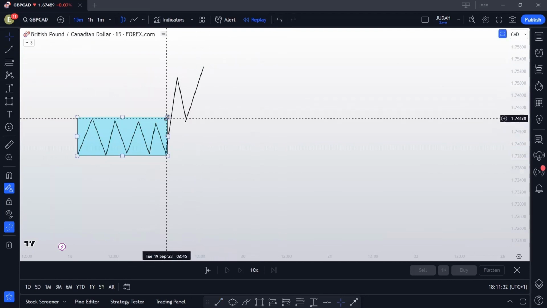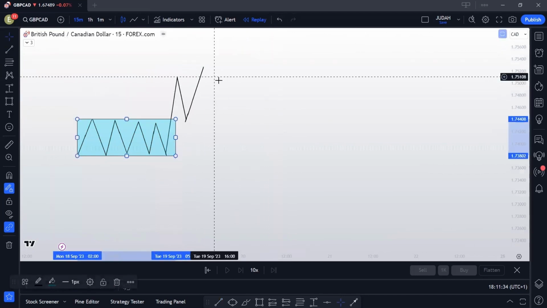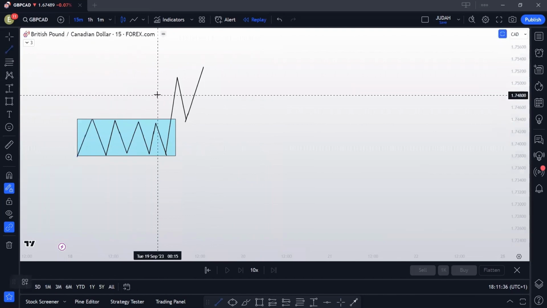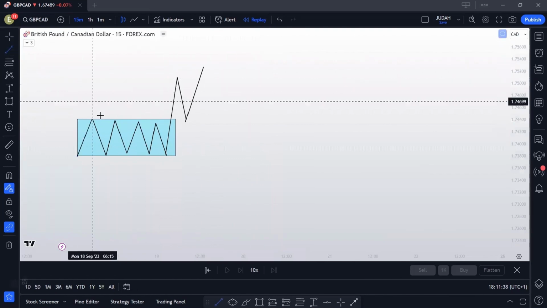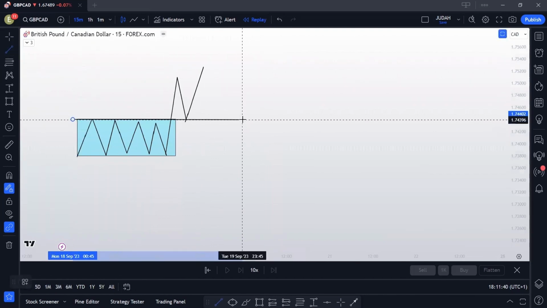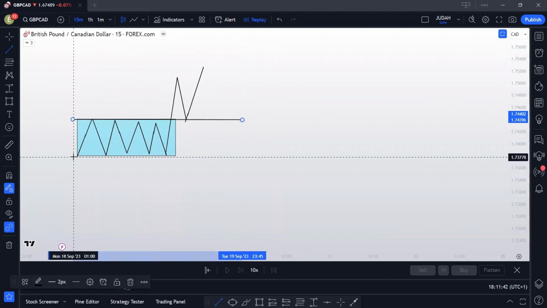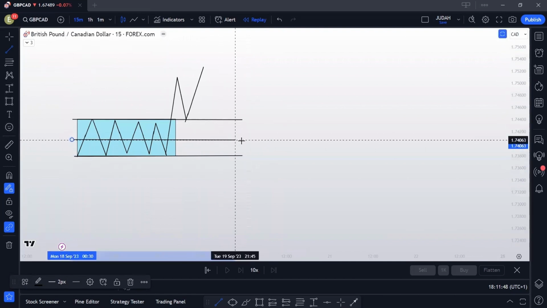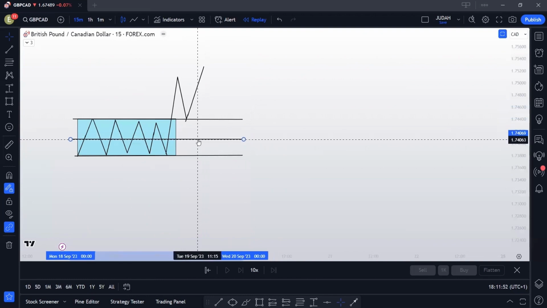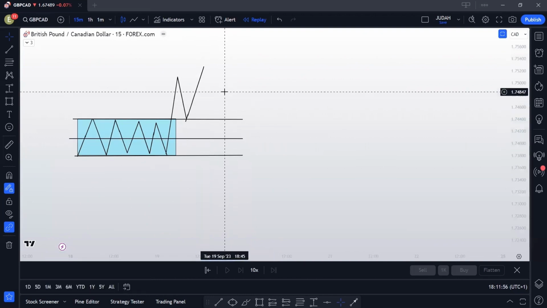The reason why that happens is because the Asian session box acts as support and resistance. So basically, this is the resistance, this is the support if you extend this outward. And then the middle is also a range. You can call this support or resistance, either one. So these are areas where the market is going to react.